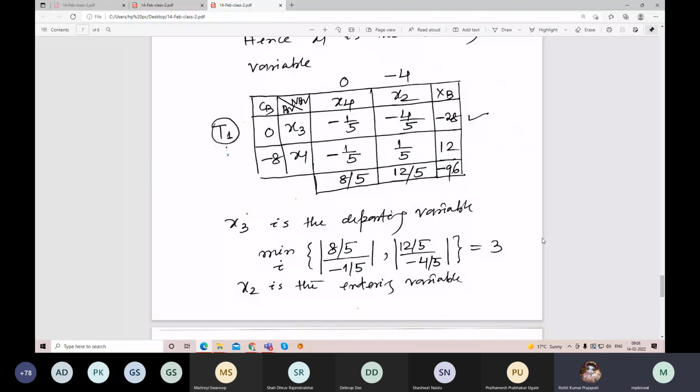X2 is entering and X3 is departing. Okay, right. So how to calculate in this manner? 8 by 5 divided by minus 1 by 5, its absolute value. So this is becoming 8.